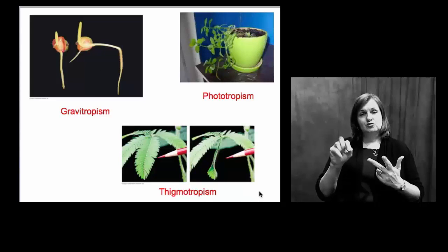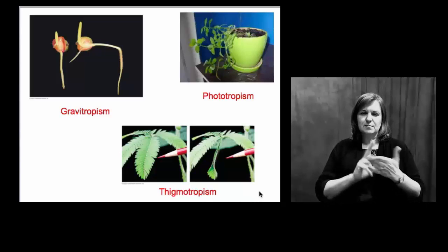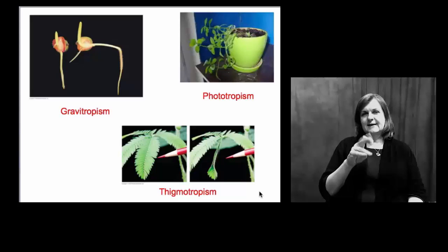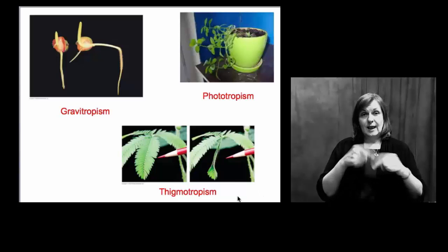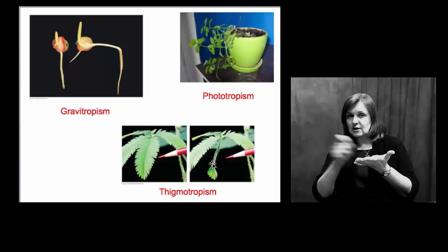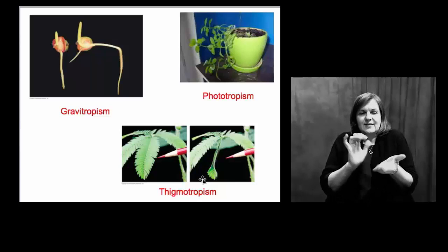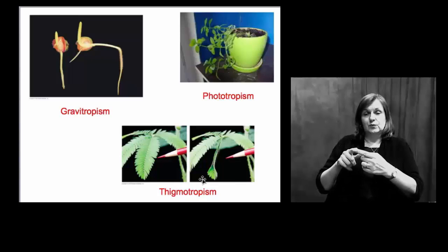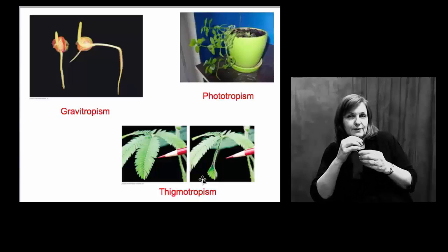Thigmotropism is response to touch. Here I give you a picture of what we call a sensitive plant. And if some of you have seen these, when you touch them, in this case with a colored pencil, it actually causes the leaves to fold closed. This is in response to an organism chewing on it.